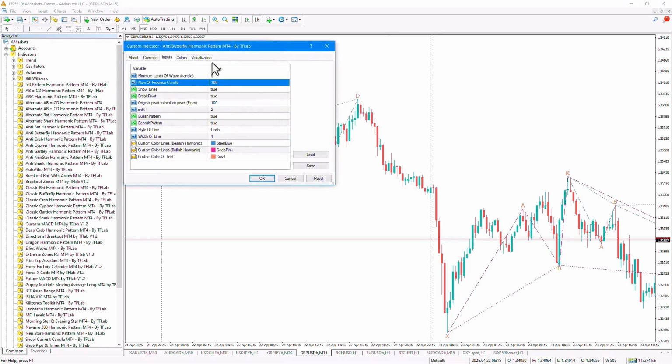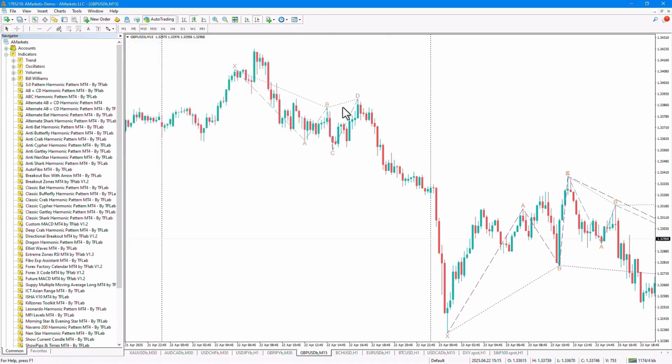In MetaTrader 5, however, this option is based on pivots. That means if I set the value to 10 here, the indicator will examine 10 pivots from point D, and within these pivots, it will look for the Fibonacci ratio from C to B, from B to A, and finally it will search for X.